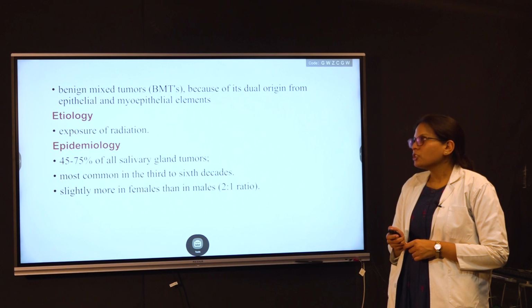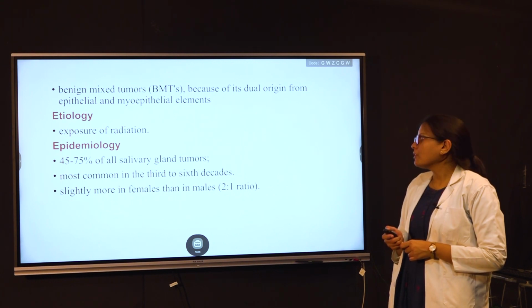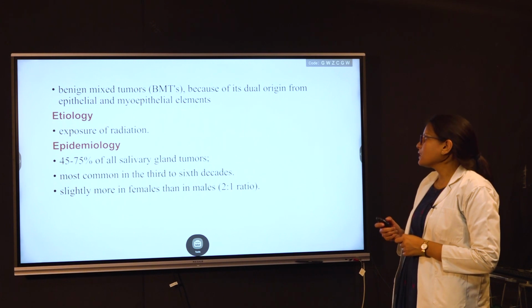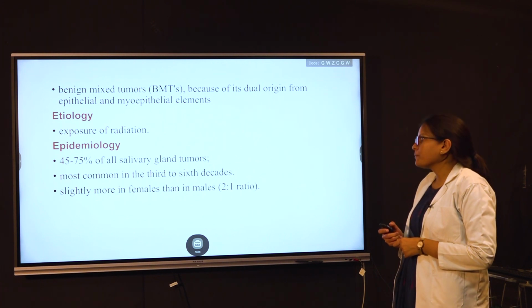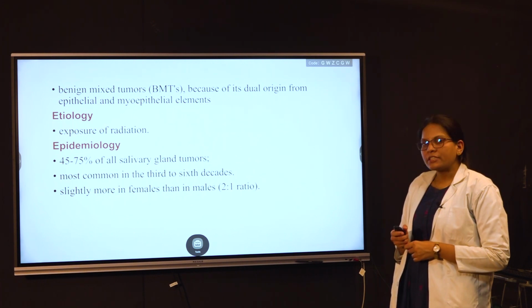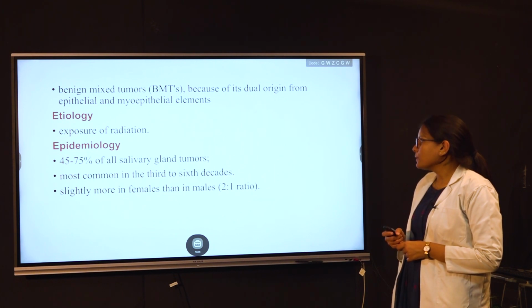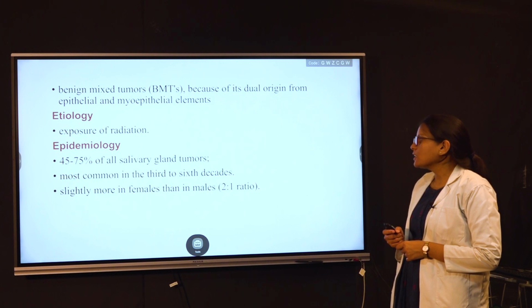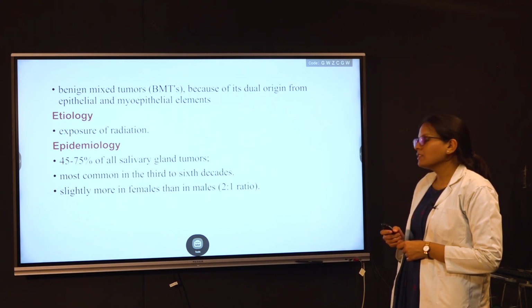And studies have shown the etiology as exposure to radiation. In the sense, exposure to harmful radiation is a predisposing risk factor for the development of this tumor. Almost 45 to 75% of all the salivary gland tumors are pleomorphic adenomas, and it is most commonly seen in the 3rd to 6th decade of life, with a slight female predilection over males.